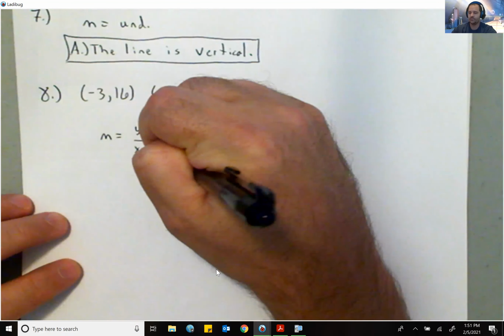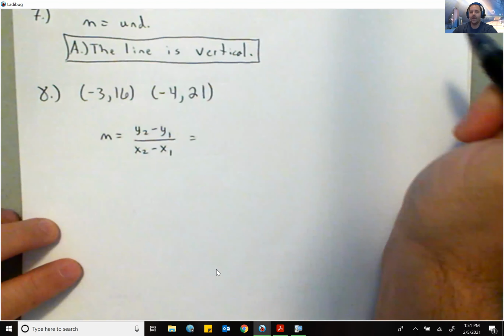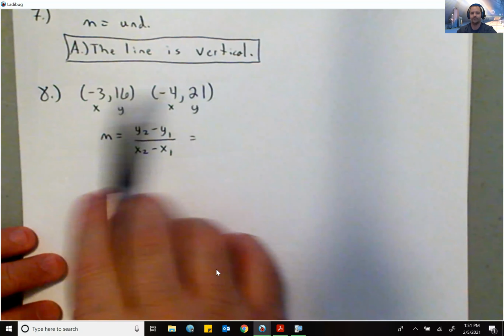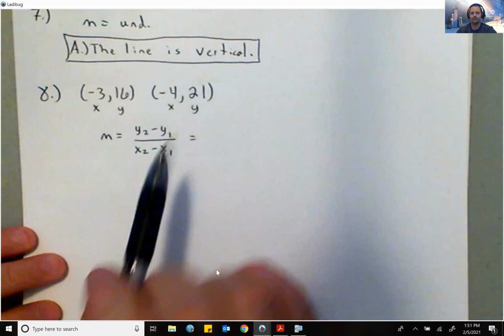So all we have to do is plug in. And I like to label my points. I think that helps you. So remember, points are made up of X and Y. The question is, which one is the X1, Y1? Which point? -3 and 16, you got it. Those are our ones because that's the first point, hence the 1. Since this is the second point, they get the 2s. So now you know who is who.